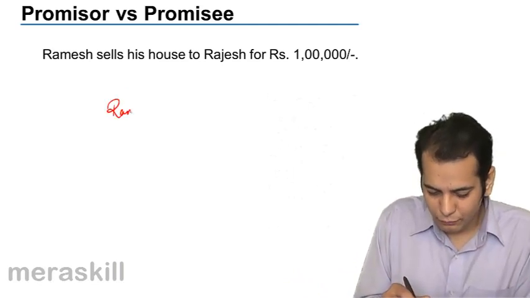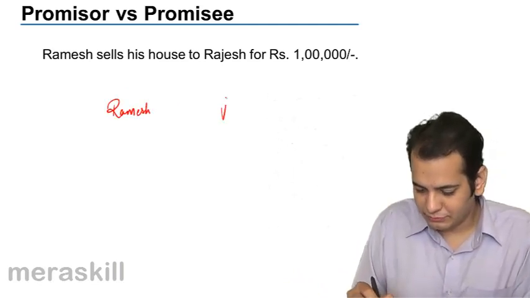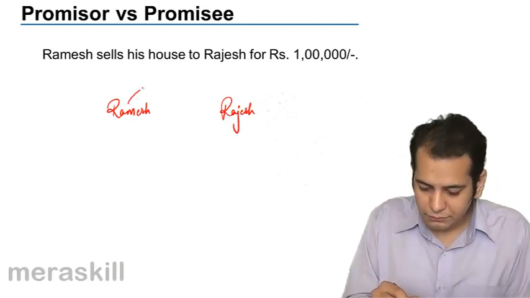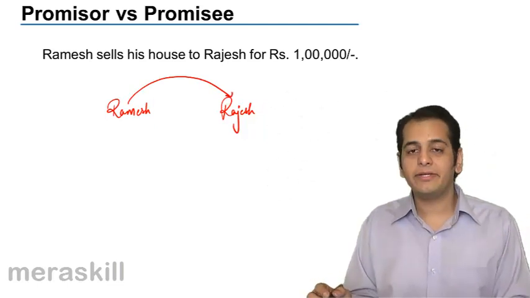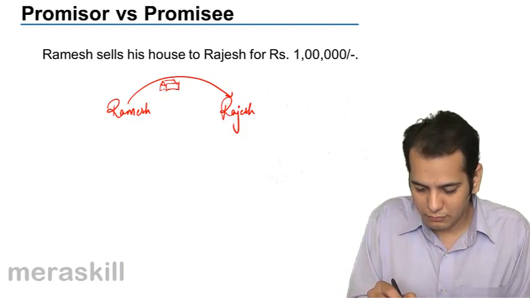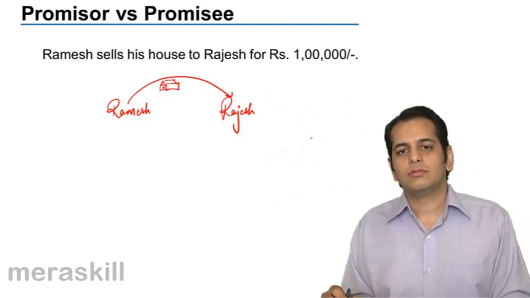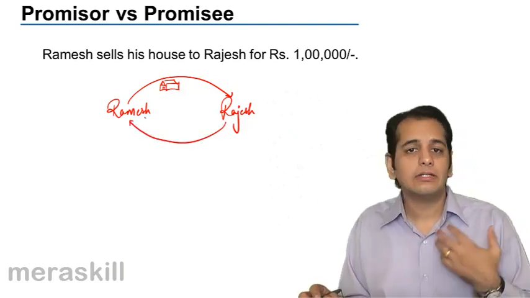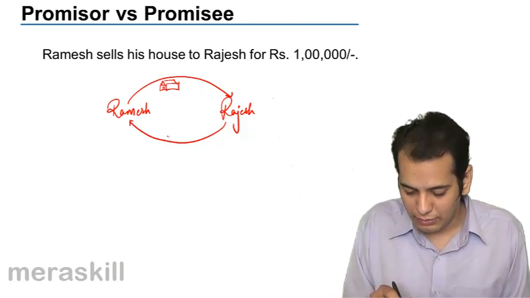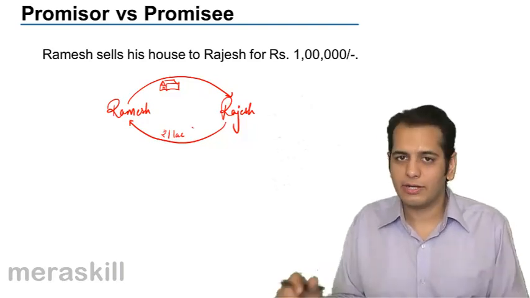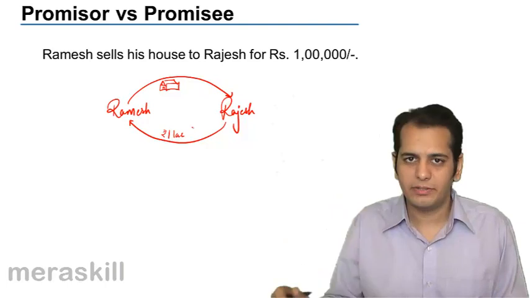Look, there are two persons, Ramesh and Rajesh. Ramesh will be giving his house to Rajesh, and in turn Rajesh will be giving some money to him, which is 1 lakh rupees. Now we see that there is a contract here. A contract has been made.